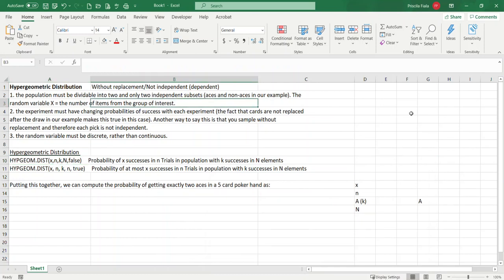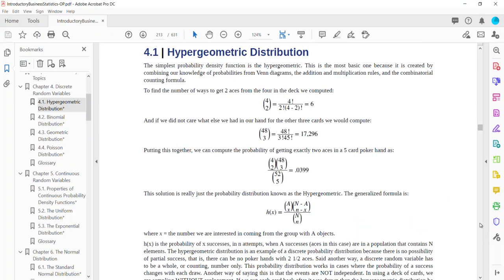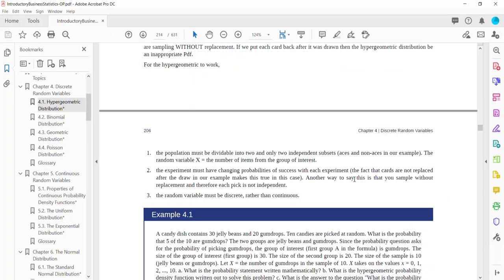So basically the hypergeometric distribution is a discrete probability distribution that describes the probability of success in a draw, or in draws, without replacement. Okay, so what does that mean? Which you're going to see in your book and probably wonder. You should see it here.